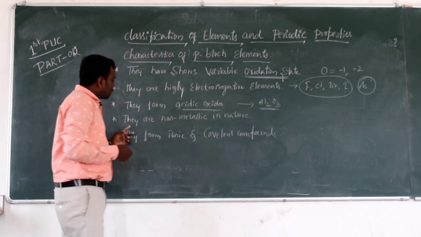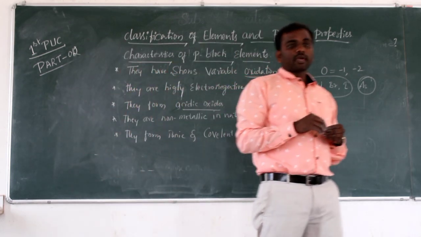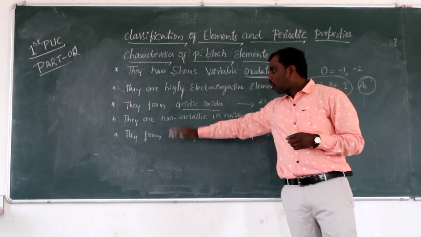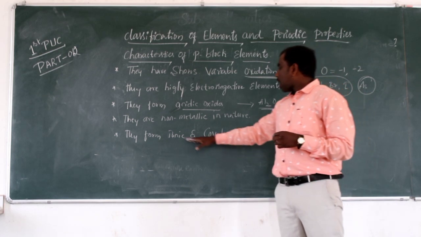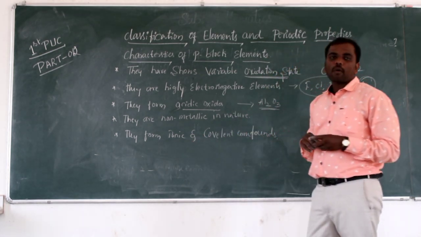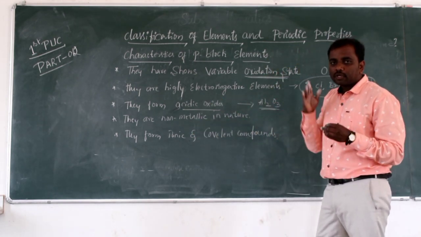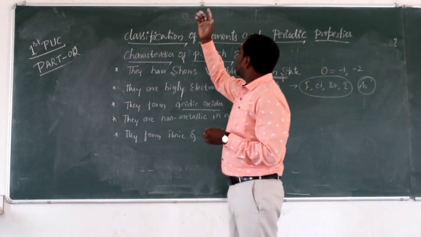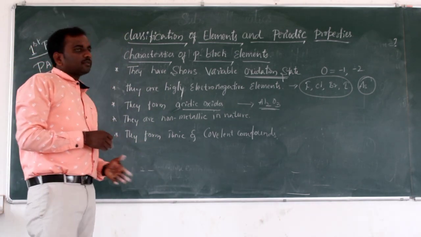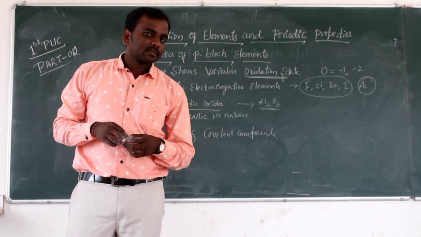And then they are non-metallic in nature. Some are non-metallic in nature. And the last one is they form ionic and covalent compounds. Which elements? P block elements. These are some important characteristics of p block elements, right?